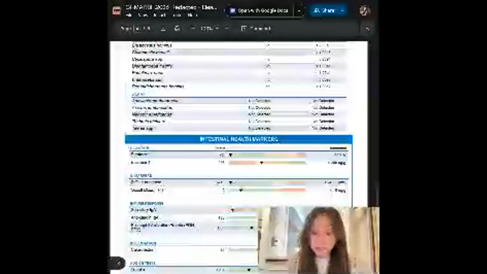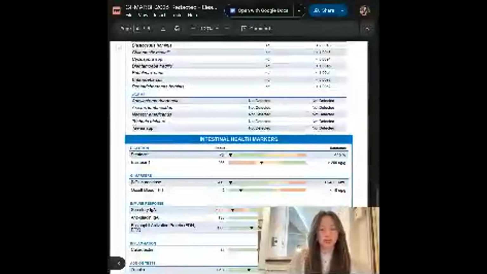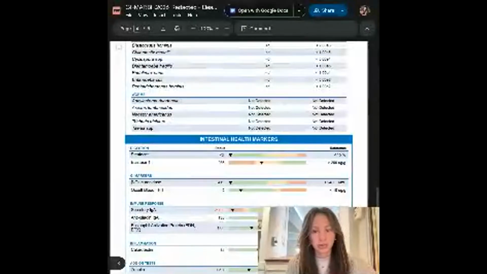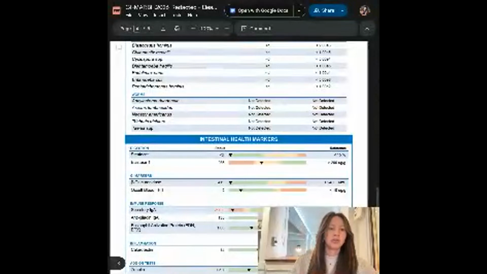So it looks like this patient is really just interested in preventing long-term risk. He's not having any active GI complaints, like diarrhea or constipation.